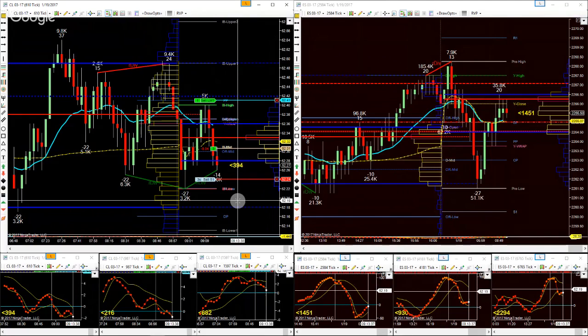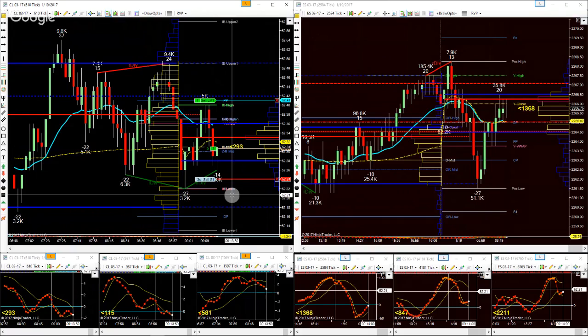Which certainly right now seems to be a strong possibility. There's actually a fair amount of size on the offer at 52.30, 100 contracts there. They just got eaten up. Would really like to see this at least come and test the high of this channel.